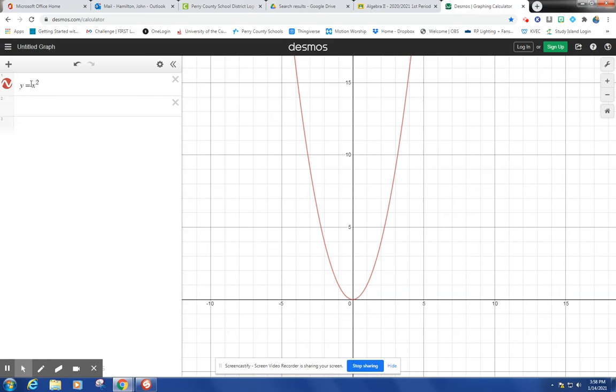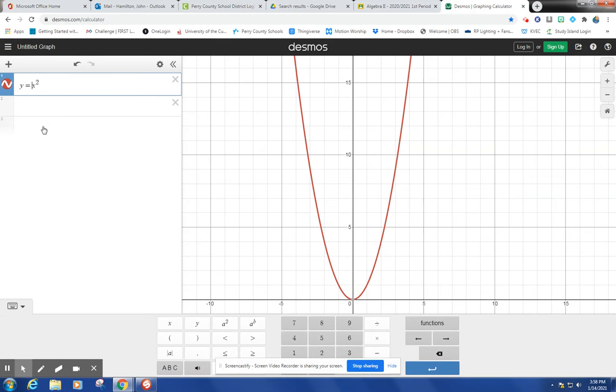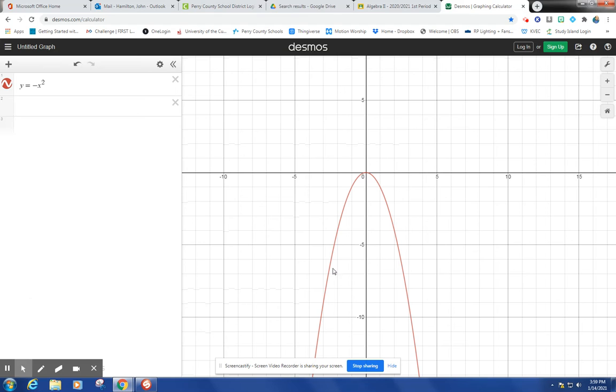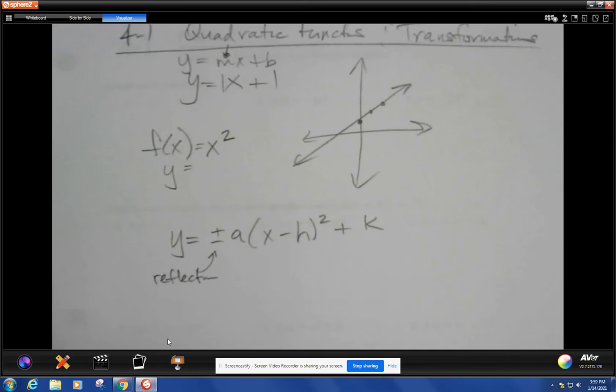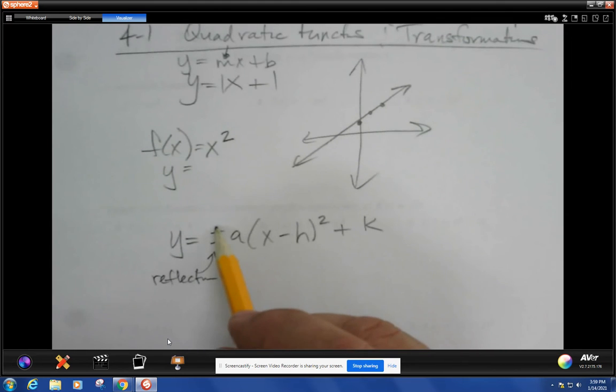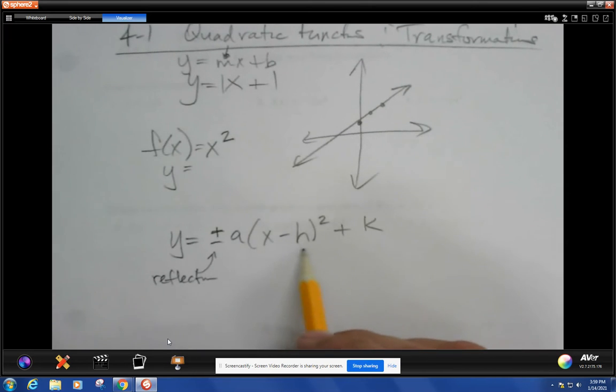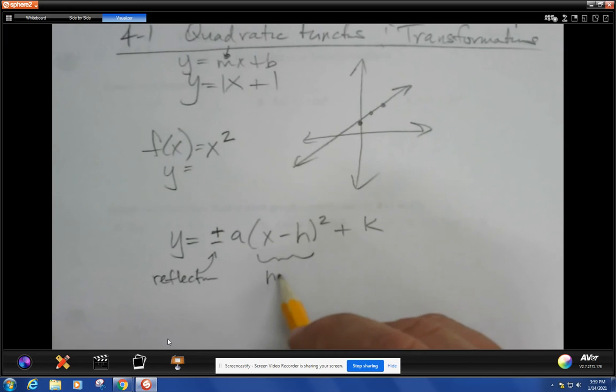If I go in here to this graph and I put in a negative x squared, notice what happens. My graph actually turns downward, okay? So right here, this sign in front of that a term determines whether there's a reflection or not. Again, whether that points upward or whether it points downward. So then I'm going to skip over here for just a second because this right here determines whether we have a horizontal change or not.